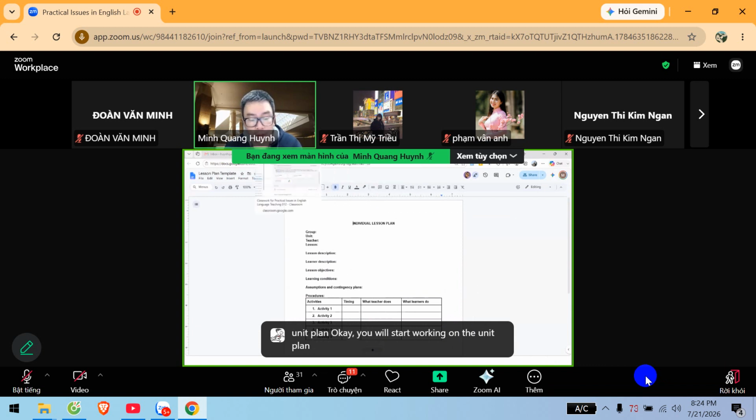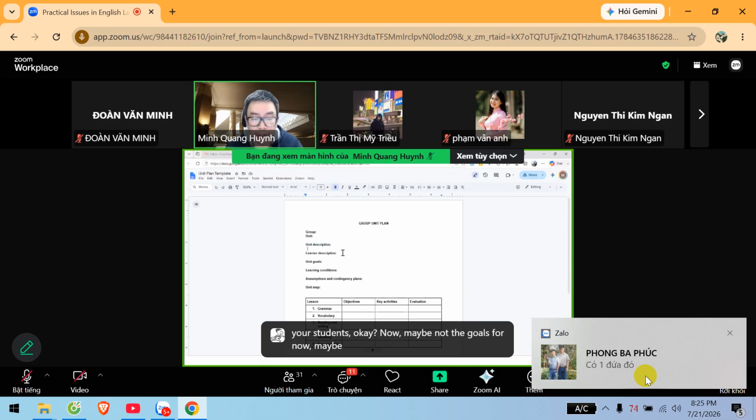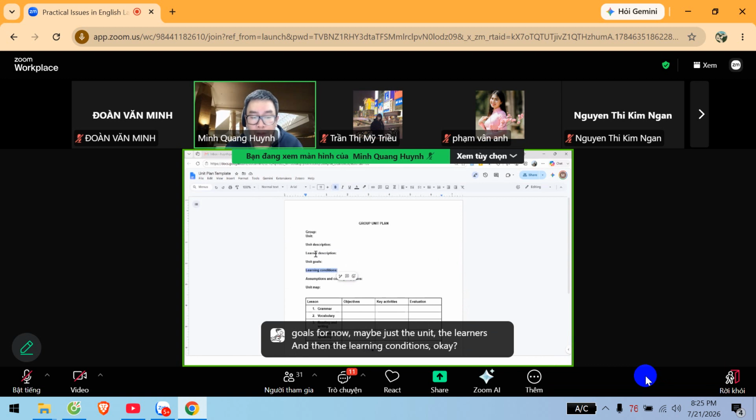What will you work on? You will work on describing the unit. So you will write something to describe the unit. You will describe the learners, write something to tell people who your learners are. Work on describing the goals, what you want to achieve with your students. No, maybe not the goals for now, maybe just the unit, the learners, and then the learning conditions. So three things: unit, learners, and learning conditions. The goals, we can do tomorrow, right?